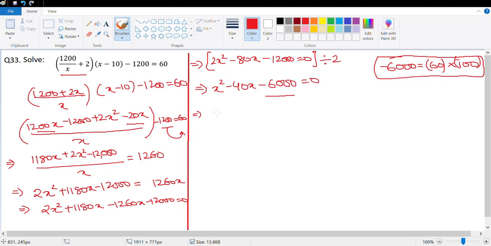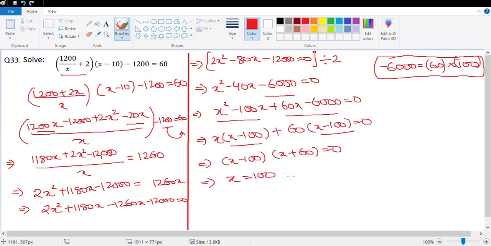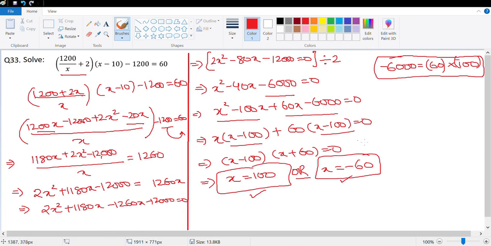So this is x squared minus 100x plus 60x minus 6,000 is equal to 0. Grouping it the way I've underlined, we have x times x minus 100 plus 60 times x minus 100 is equal to 0. X minus 100 is common to both these elements. So this is x minus 100 multiplied with x plus 60 is equal to 0. This gives us x is equal to 100 or x is equal to negative 60. So that's the answer that we were looking for. They want us to solve for x. So x is 100 or x is equal to negative 60.